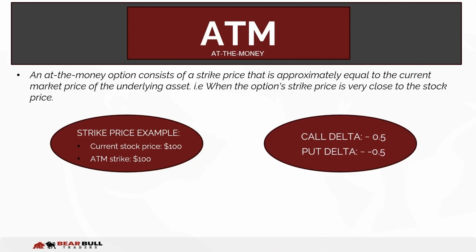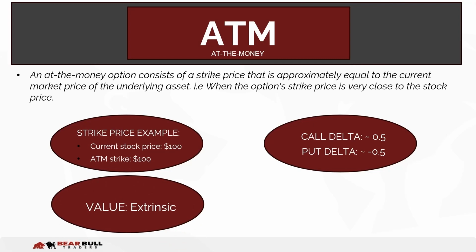An at the money call option will have a delta of roughly 0.5, while an at the money put option will have a delta of roughly negative 0.5. All of the value in an at the money option contract will be extrinsic, meaning that all of its value is made up of mostly time and volatility.